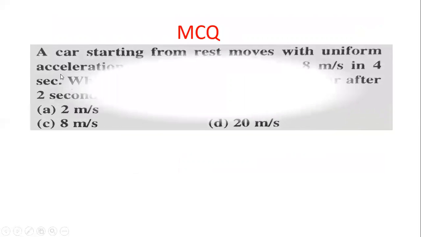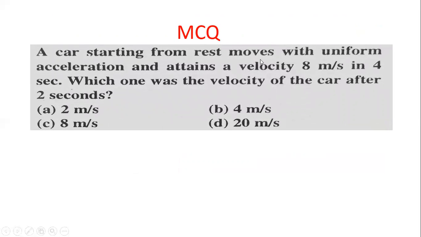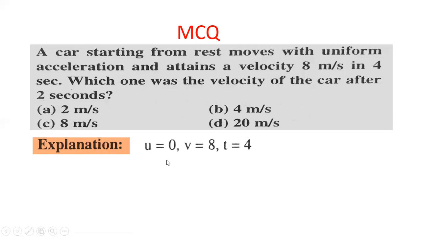Now we solve some MCQ problems. A car starting from rest moves with uniform acceleration and attains a velocity of 8 meters per second in 4 seconds. What is the velocity of the car after 2 seconds? Explanation. Here a car starting from rest, that means u equal to 0. Moves with uniform acceleration, attains a velocity of 8 meters per second.